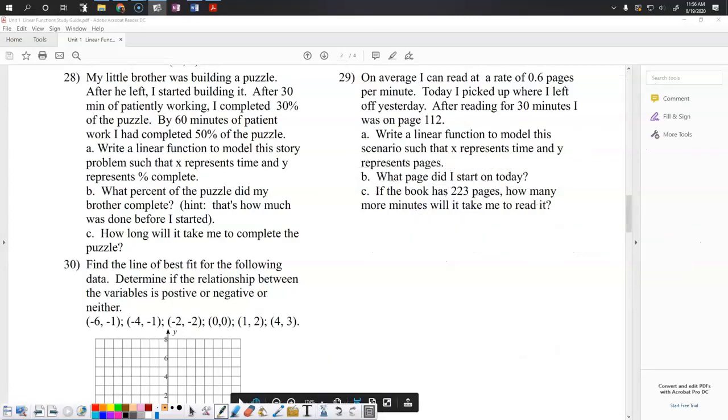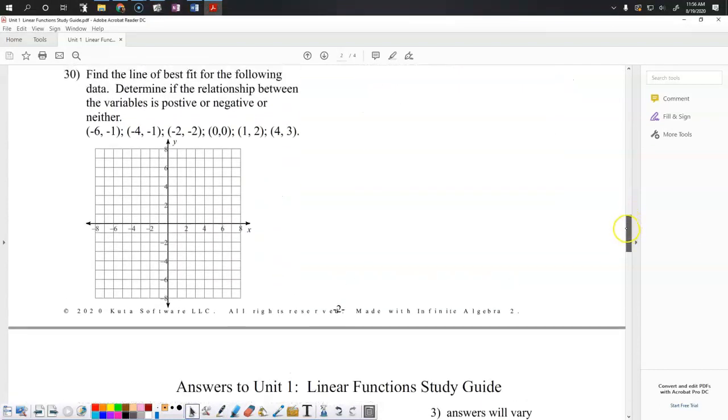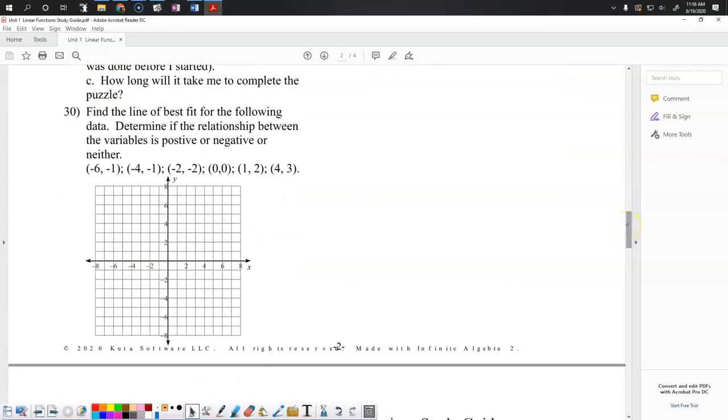All right, last problem on our study guide. Linear regression or lines of best fit. So as here it says, find the line of best fit for the following data. Determine if the relationship between the variables is positive or negative or neither. Okay, so we're going to plot these points. (-6, -1) is first. (-4, -1). (-2, -2). (0, 0). (1, 2).